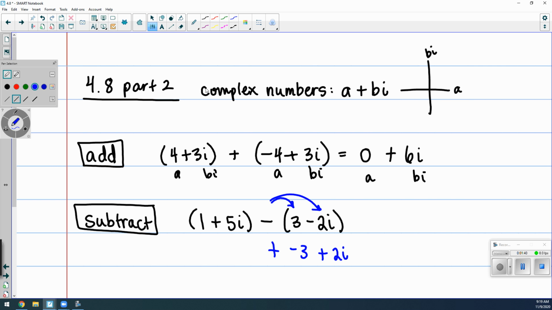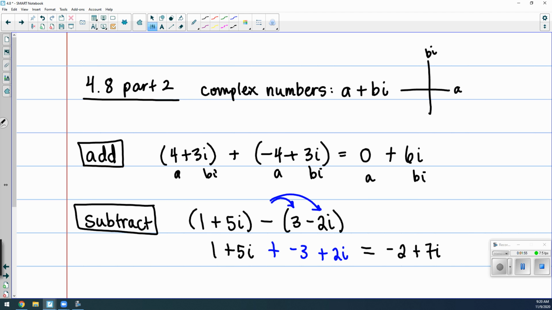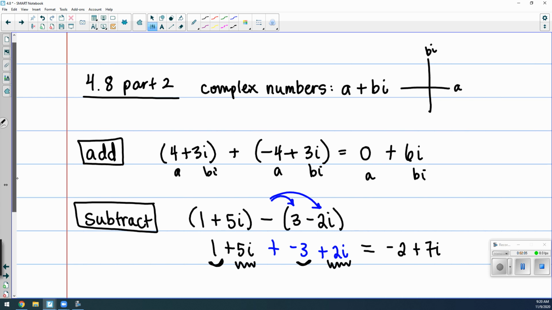And then when I add it to the first complex number, 1 plus 5i, well, I'm going to give you 3 seconds to think about what the answer will be. Did you come up with negative 2 plus 7i? We should have. You're going to add the real parts, the 1 and the negative 3, and then add the complex parts. 5i plus 2i is 7i.